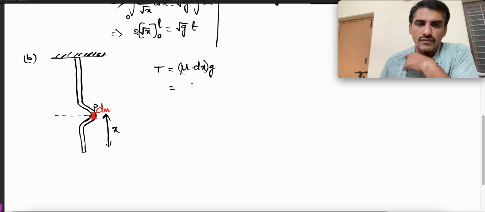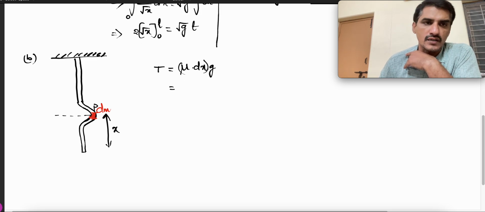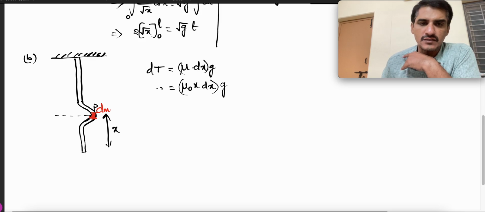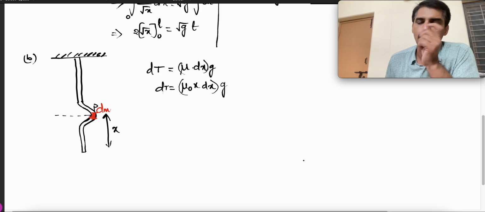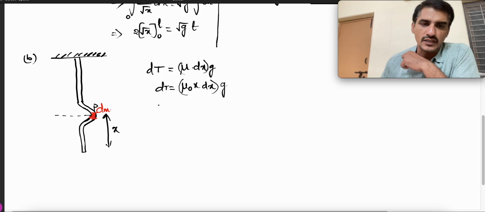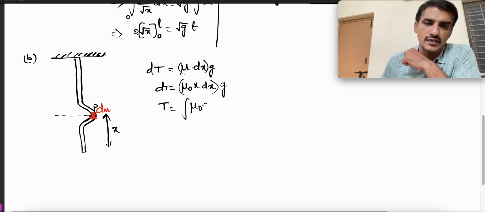So now mu is equal to mu naught into x into dx into g. Assume this is dt. Very small tension is existing in that particular element dx. Okay? So therefore now if we want to get the total tension, T is equal to integration of mu naught g into x dx.